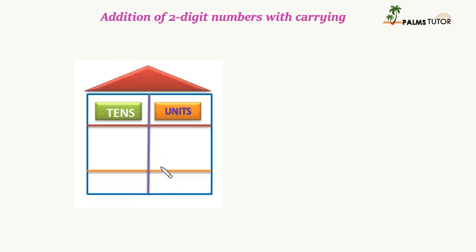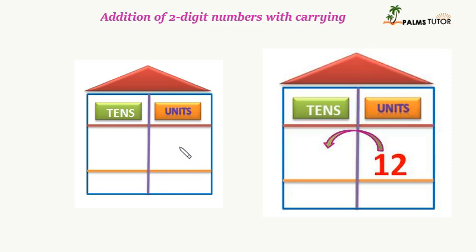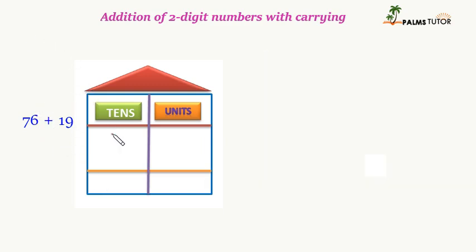Do you know why? Because there can be only one digit in each room. Anytime we have more than one digit because of addition, we'll have to move one digit to another. Let's see with an example. 76 plus 19. 76 is 7 tens and 6 units. 19 is 1 ten and 9 units.